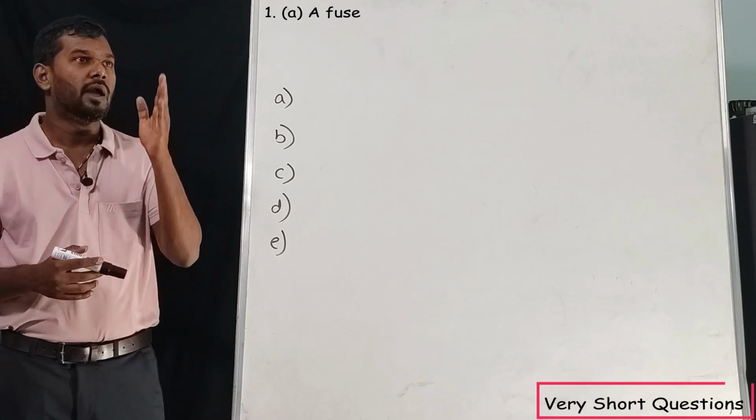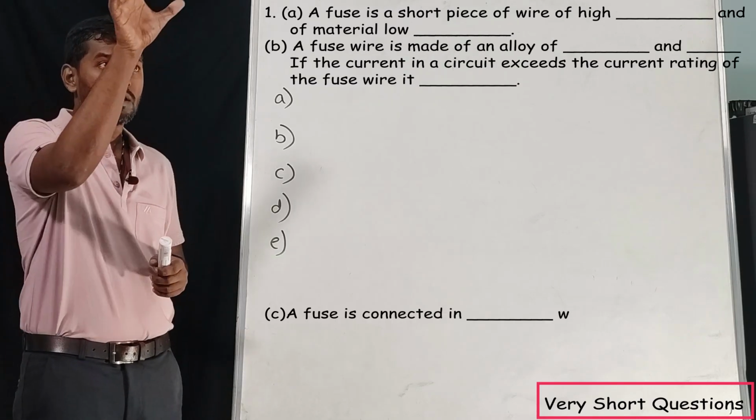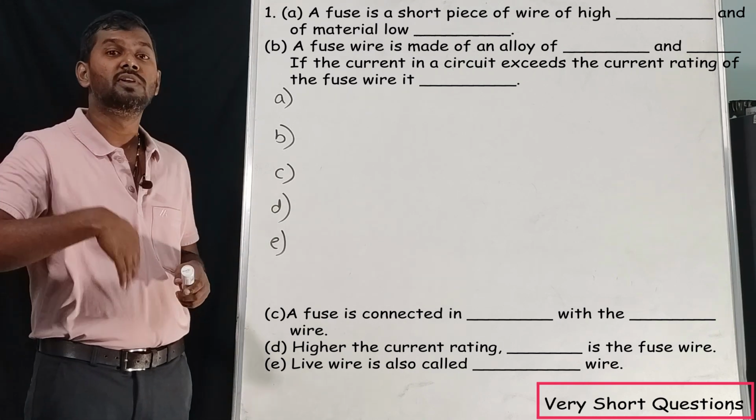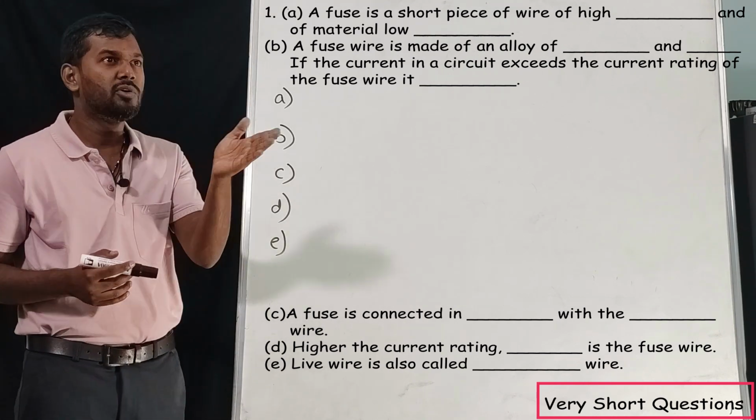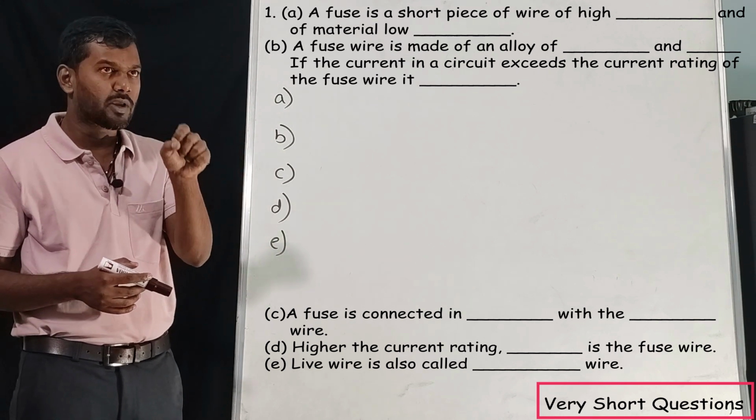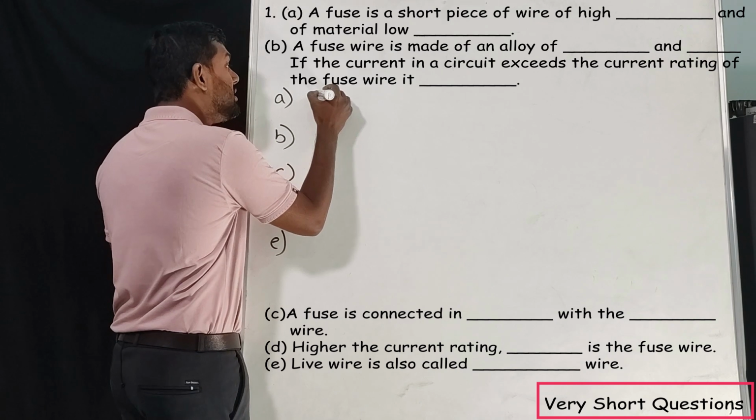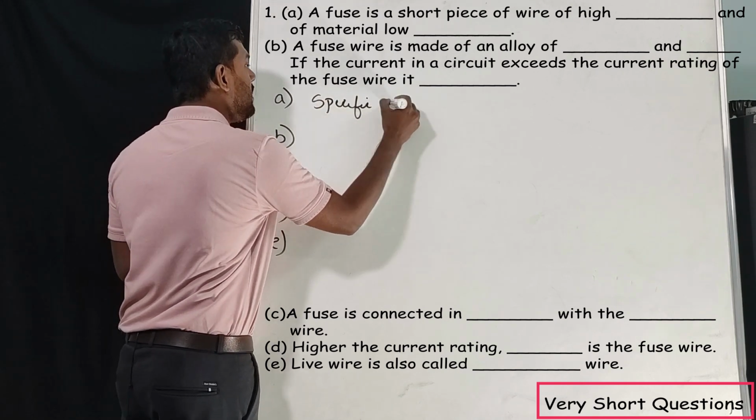Our next question, it's a fill in the blank question. Listen, complete the following sentences. See, why do we have to learn these kinds of questions? These kinds of questions will give us the complete knowledge about a device. Okay, listen. A fuse is a short piece of wire of high dash. See, it has high specific resistance.